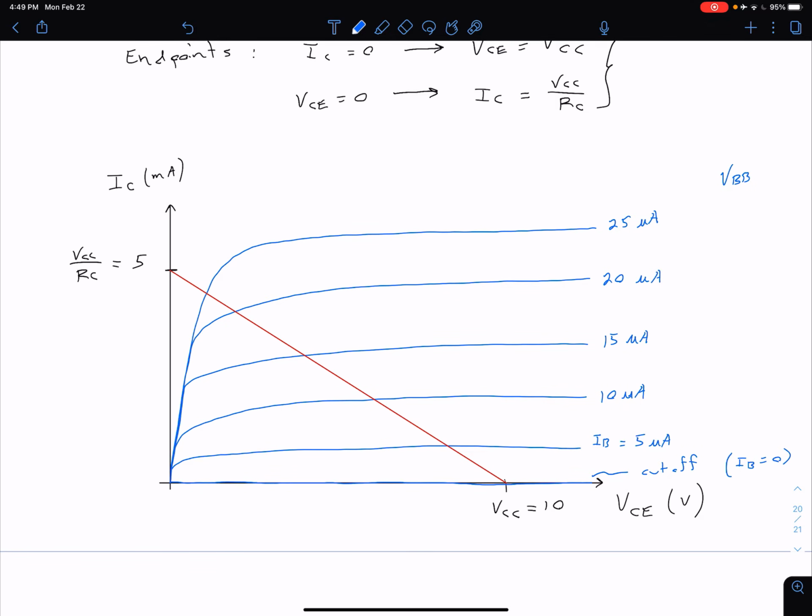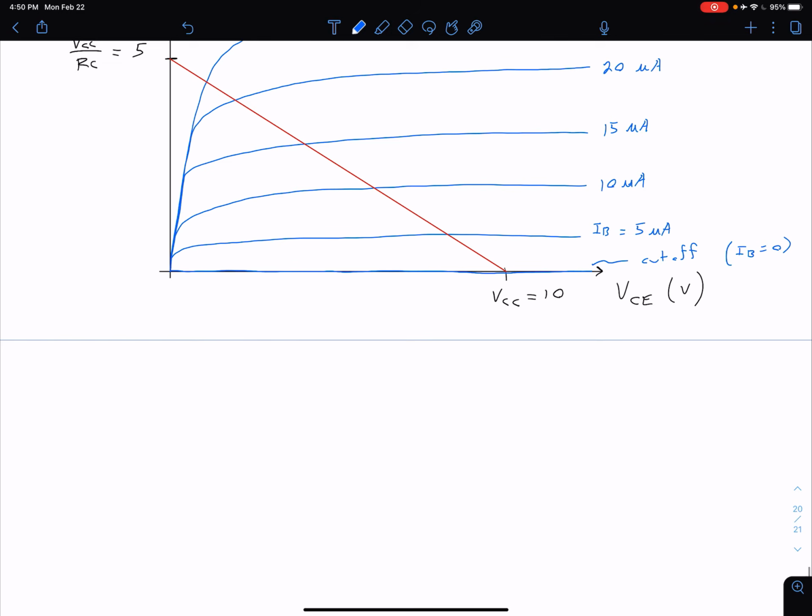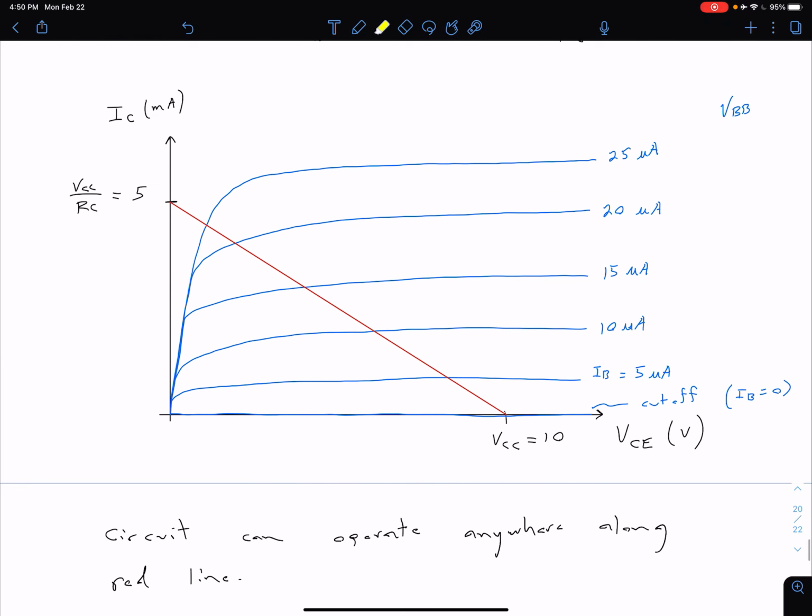Okay, so again, for that particular circuit, our circuit can operate anywhere along the red line. What we see then is that if we have a really low base voltage, so if our VBB is low, we're going to be starting out down here because we're going to have zero base current.